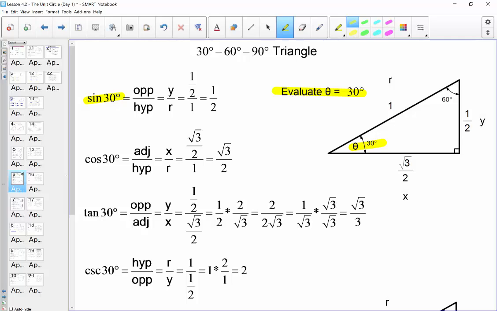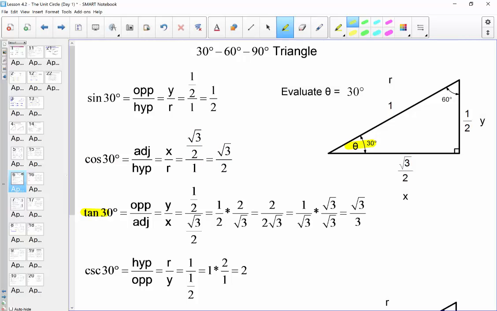So the sine of 30 is equal to the opposite side, 1/2, over the hypotenuse, 1. And 1/2 over 1 is just 1/2. The cosine of 30 is equal to the adjacent side, square root of 3 over 2, over the hypotenuse, 1, which again is just square root of 3 over 2.